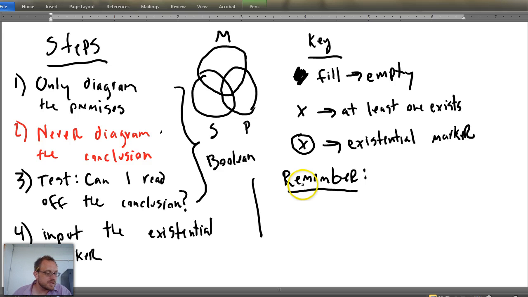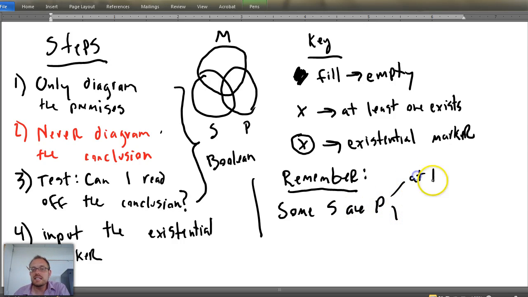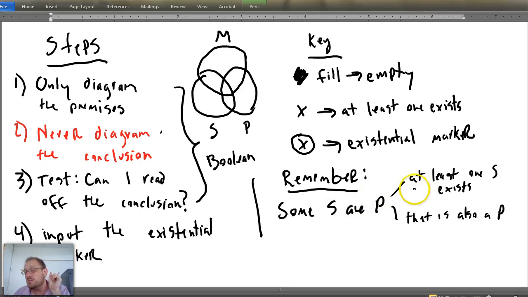The other thing to remember is that whenever you say that some S are P, remember that what that actually means is two different things. It means that at least one S exists, and it also means that that S is also a P. Okay, that's a sort of important thing to remember, what some S are P means. It means that there's at least one S that exists, and that S is also a P.